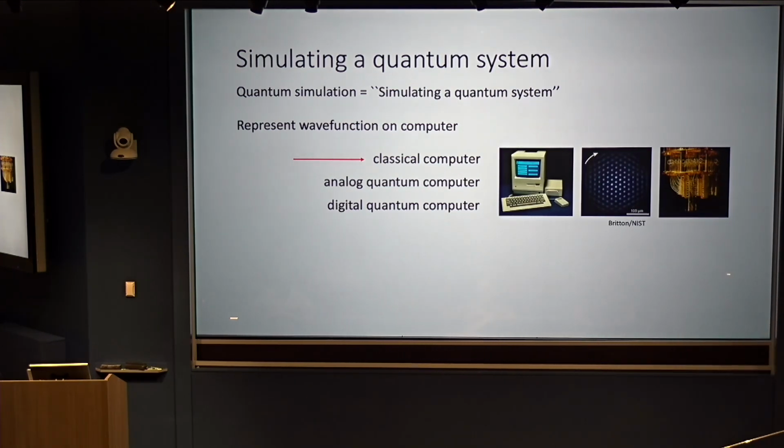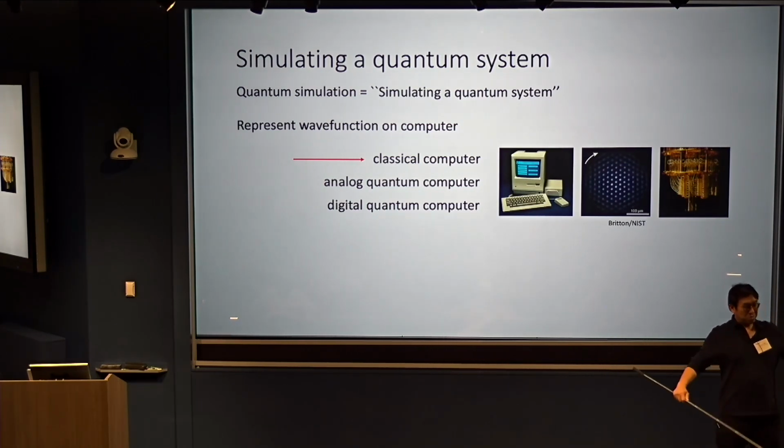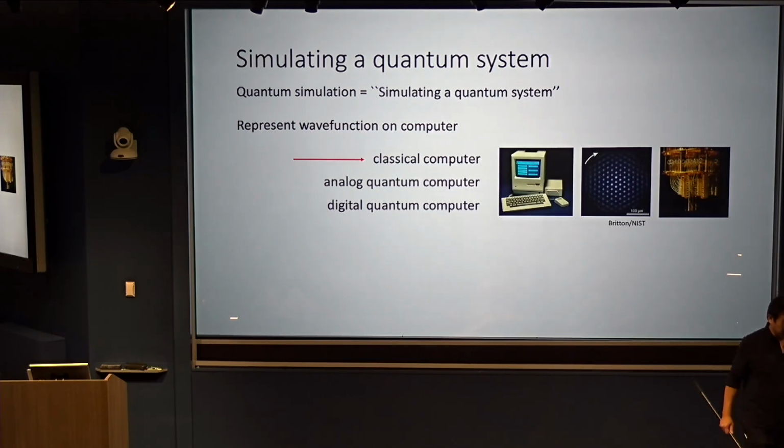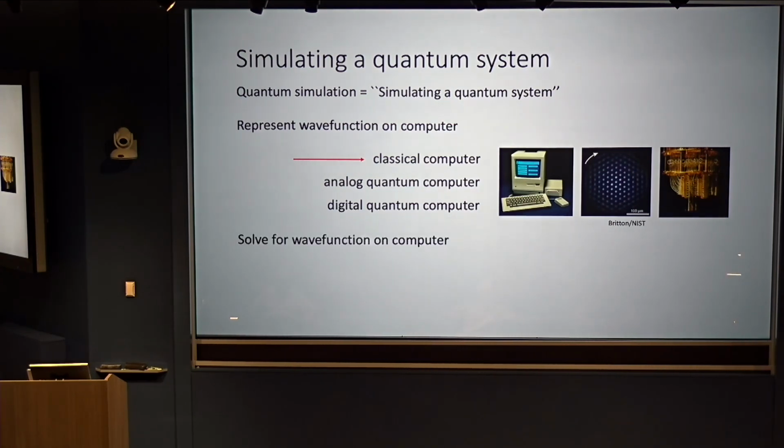But in addition to just representing the wave function or storing the wave function on the computer, you also have to solve for its correct form. You can't just store it. You have to know exactly what values this wave function takes. And so you have to solve some equations to determine the correct values of the wave function. And those equations are Schrödinger's equations.